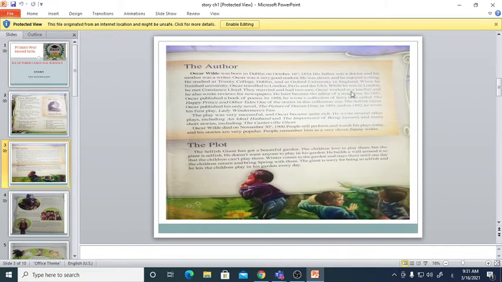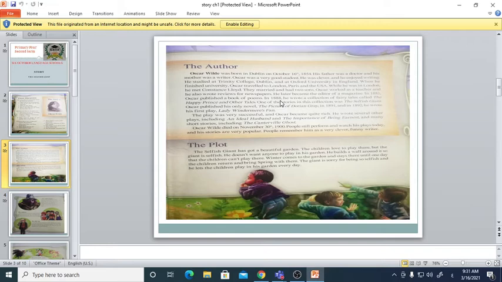Oscar worked as a teacher, and he also wrote reviews for newspapers. He was writing articles and reviews for newspapers. He later became the editor of the magazine, and he published a book of poems in 1888. So he was the head or the editor of the magazine, and he published his own book, a book of poems in 1888.